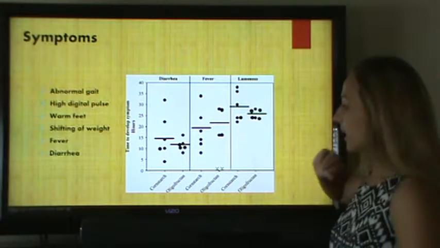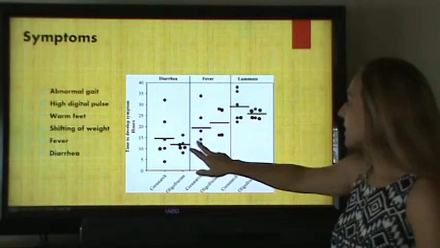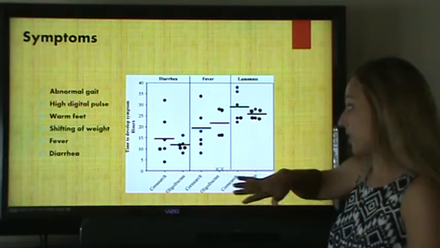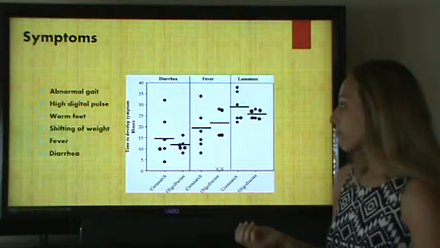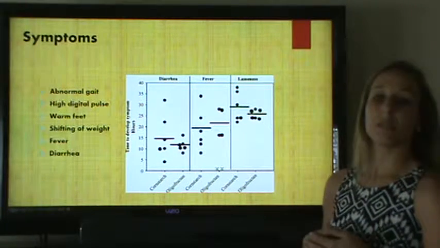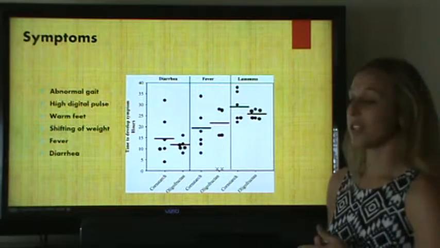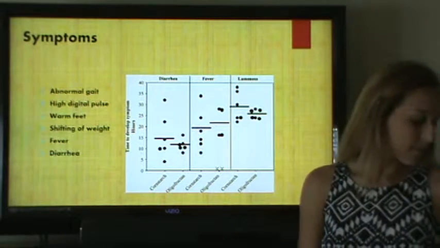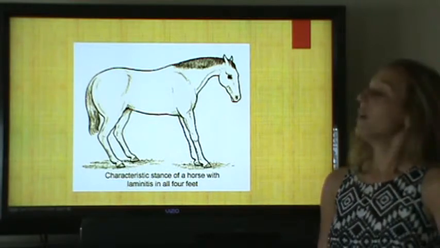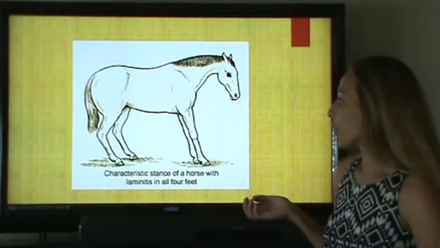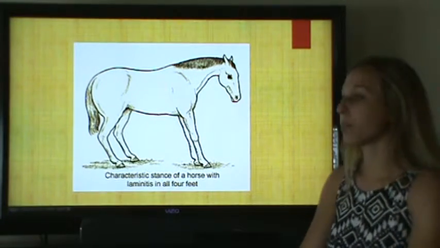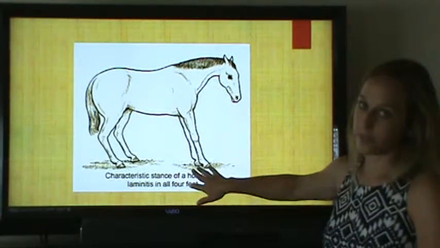And as you can see, for basically every symptom, there's not a whole lot of difference between the cornstarch and the oligofructose. The average time it takes is pretty much the same, and there's not a whole lot of variation. This is a picture of a horse that has laminitis. He's going to be kind of leaning back and not putting a whole lot of pressure on his front feet.